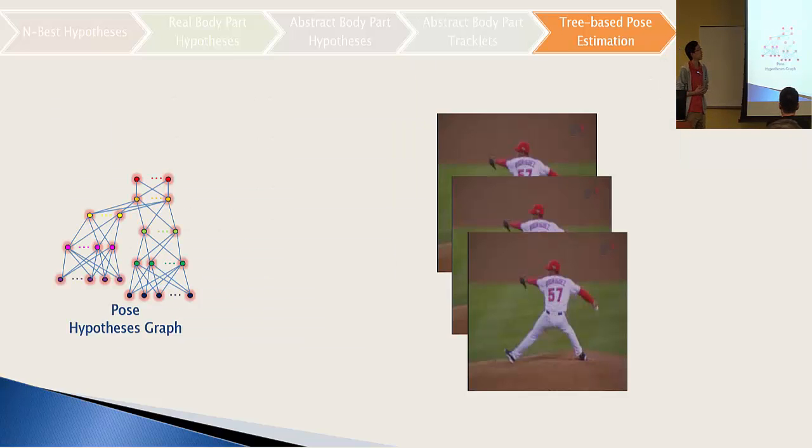And this is the last step. We call it tree-based pose estimation. And at the left side is our graph. Each node represents one tracklet for each of the body part. And different colors means different body parts. Like the red means the head, and the blue means the foot. And we want to select the best configurations from this graph. And finally, we can get the pose estimation for all the frames simultaneously.